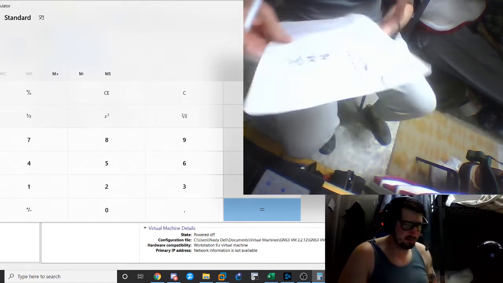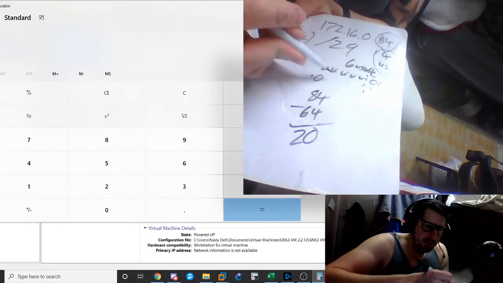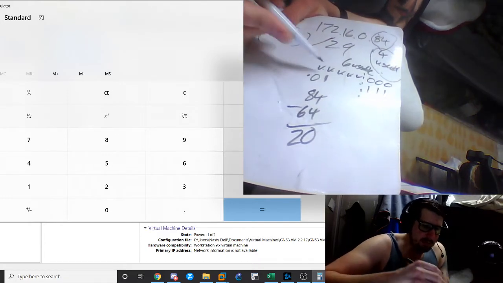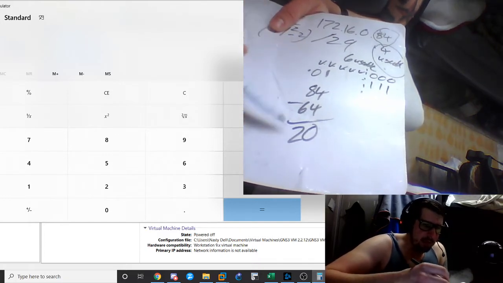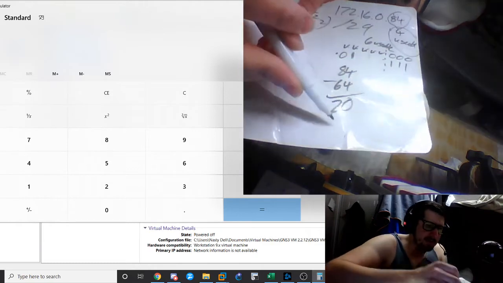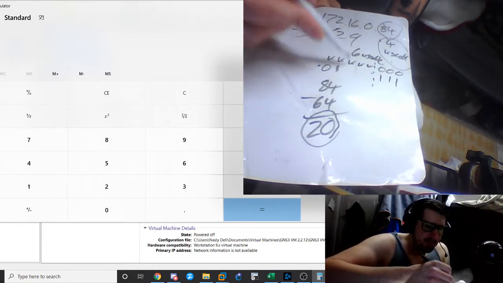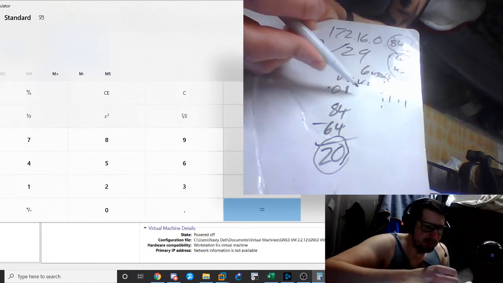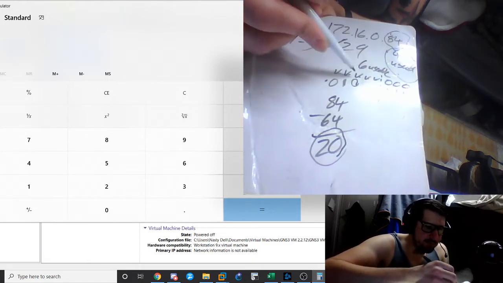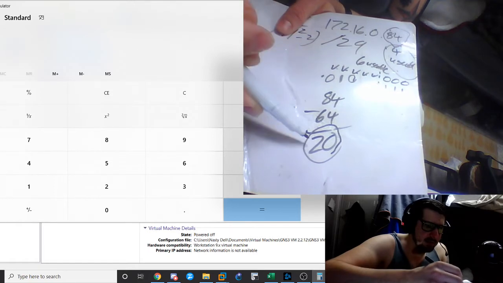Okay, so we got 20 bits left. Going to indicate that one has something in it. 64. Okay, so our new number, our new octet is 20. Can we subtract 32 from 20? The answer is heck no. Alright, keep moving on. 20.